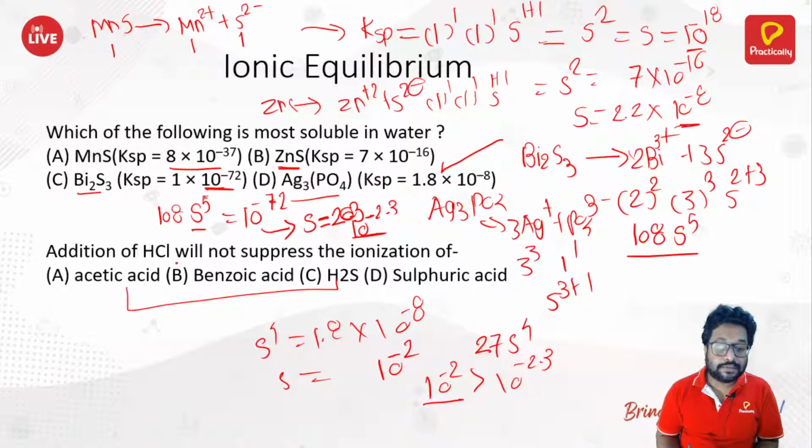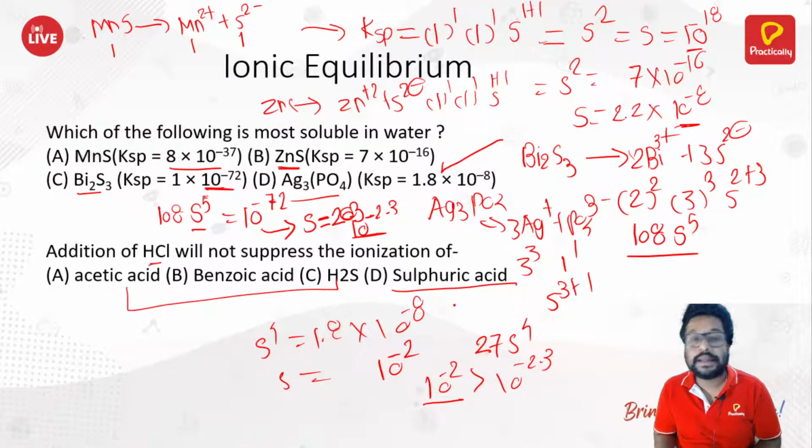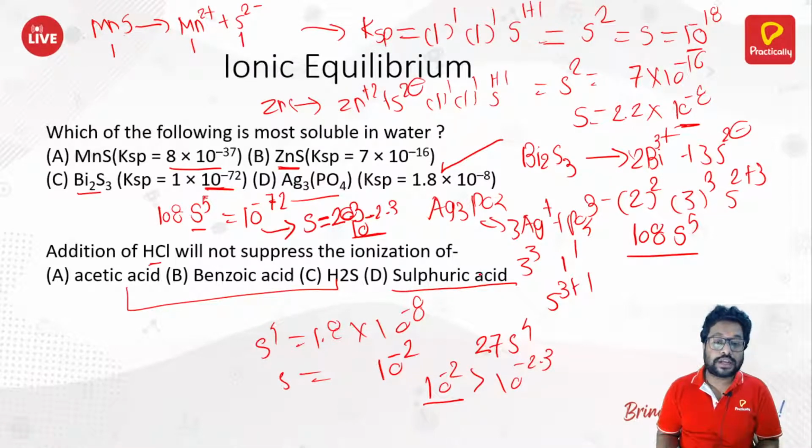But it will not suppress the ionization of sulfuric acid. Why? Because sulfuric acid is a stronger acid than HCl. It will already dissociate to a greater extent. Actually, it's the other way around: sulfuric acid can suppress the ionization of HCl, but HCl cannot.